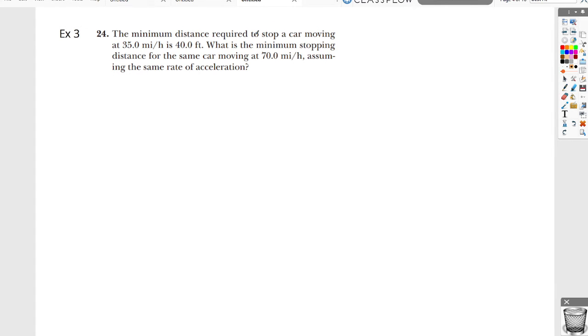The minimum distance required to stop a car moving at this speed is 40 feet. So stopping a car, this is a little bit harder to find out all the information. Also the units are different, which is really, really annoying. But we can use the fact that 1 mile is equal to 5,280 feet. That's kind of arbitrary, but we can use that fact.